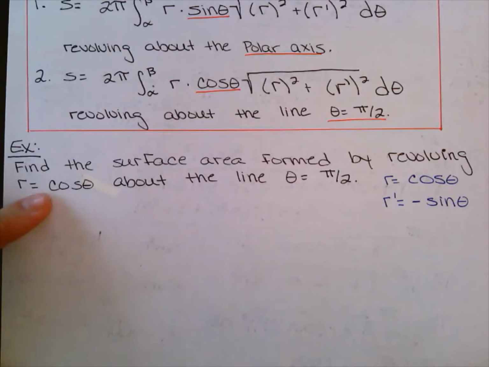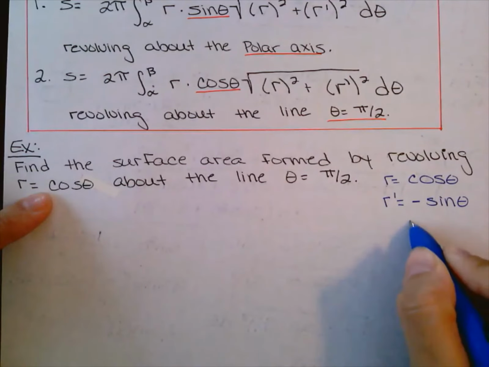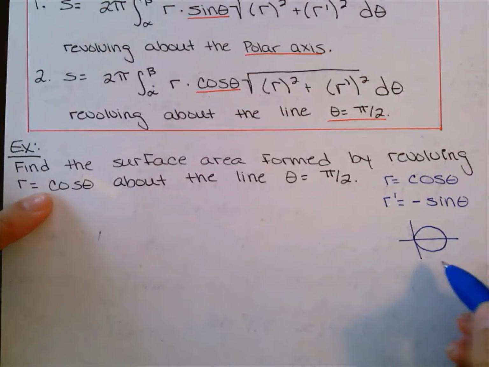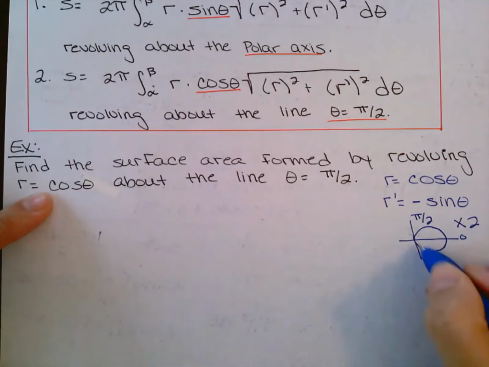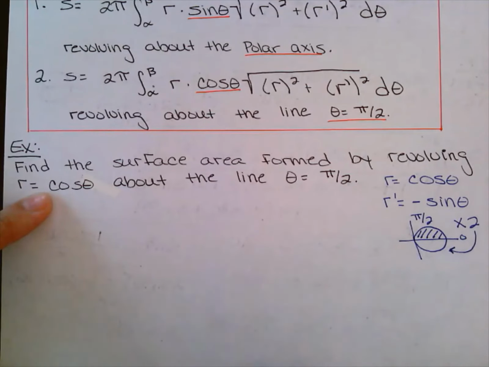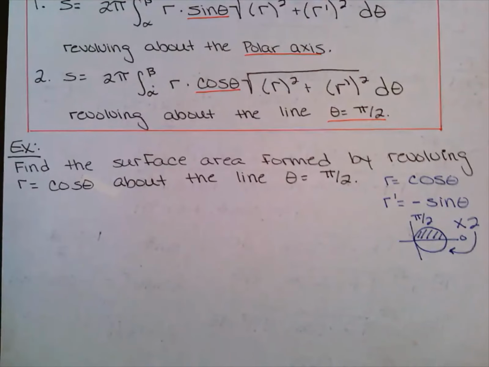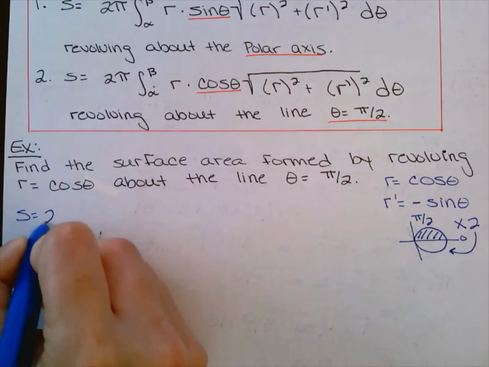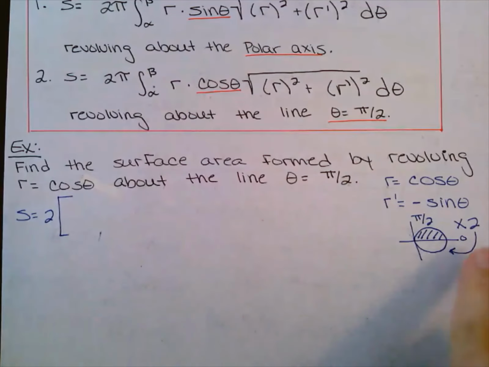Now, cosine of theta, the actual graph, I know that it is a circle only on this right side, okay? So I can do this from negative pi over 2 to positive pi over 2, or I can go from 0 to pi over 2 and then double it, okay? So it'll just be finding this amount, and then I double it to get the bottom as well, okay? So let's go ahead and do that. I'm going to say my surface area is 2 times, so remember I'm doubling it.